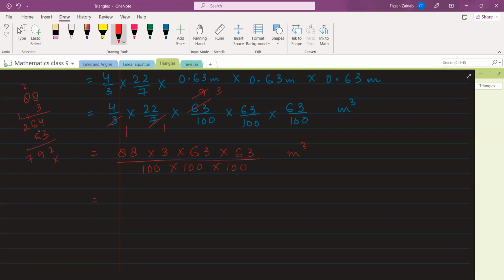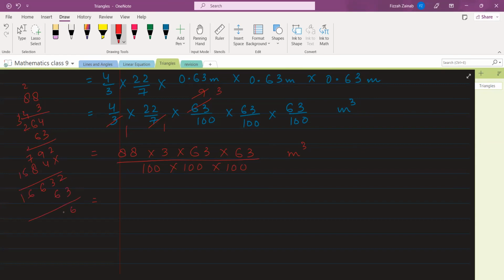6 into 4, 24, carry 2. 6 into 6, 36, 38, carry 3. 6 into 12, 13, 14, 15. So it becomes 2. 9 and 4 is 13, carry 1. 8 and 8, 16, carry 1. Okay. Now again multiply this by 63.